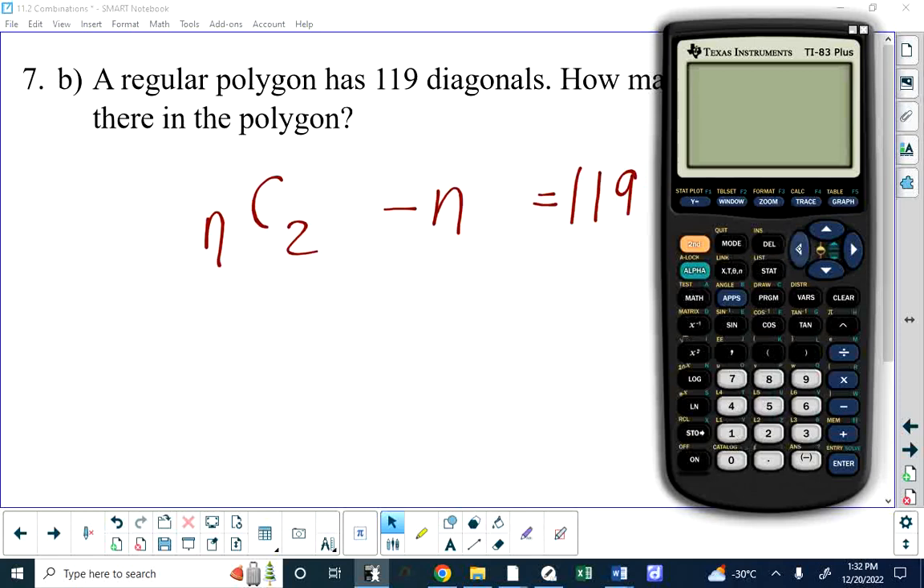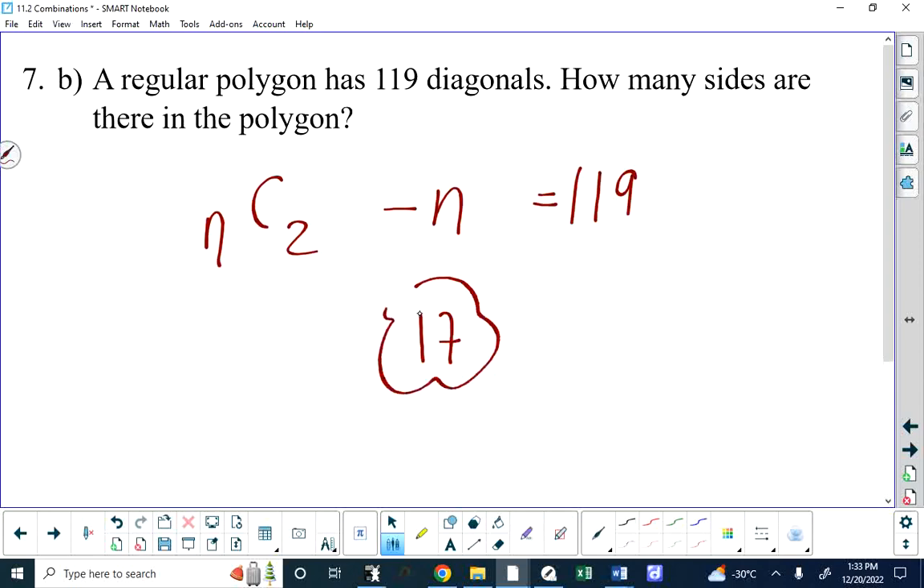15 choose 2. 15 choose 2 minus 15. Well, it's more than 15. I mean, the wise thing to do would be to go to your y equals and put x choose 2 minus x and go to your list. Is it 17? It is 17. So this is a matter of, I suppose, trial and error and just knowing that for diagonals in a polygon, this is the case.